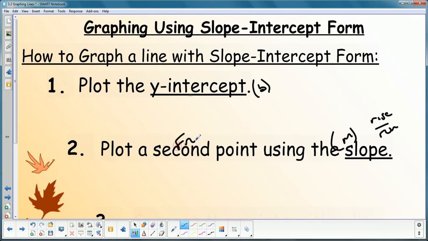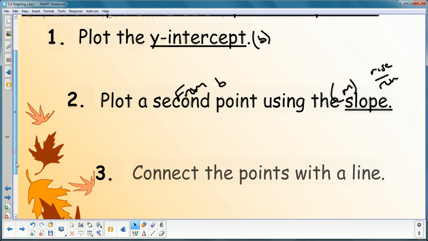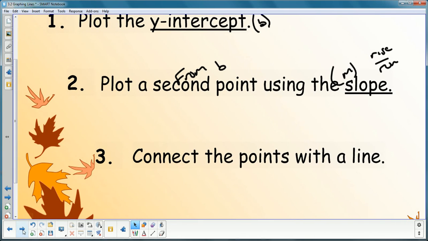And when we plot our second point, we start from b. So the first thing we do is go to b, and then from there we move. And finally, after we have those 2 points, we're going to connect them with a line, a straight line, I should say.